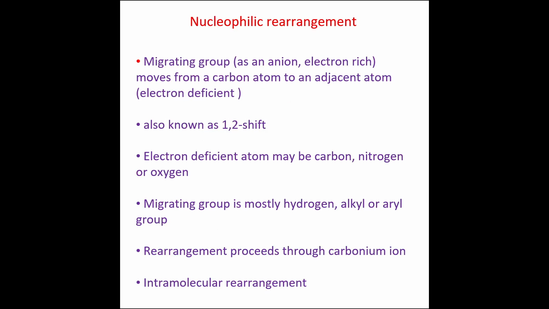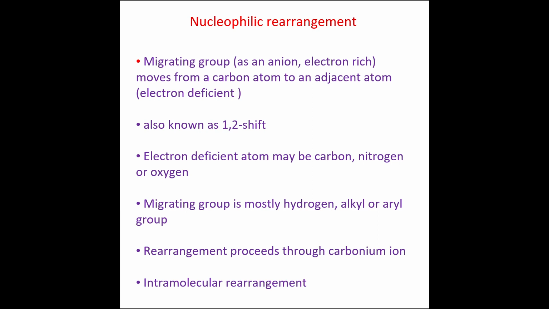First, we are discussing nucleophilic rearrangement. Here, the migrating group migrates with its electron pair. We know an electron pair is electron rich. We call it a nucleophile or anion. So this rearrangement is called nucleophilic or anionotropic rearrangement. Here, the migrating group moves with its electron pair from one atom to an adjacent atom. That adjacent atom is mostly an electron deficient atom, because our migrating group is electron rich. So it moves to an electron deficient atom.